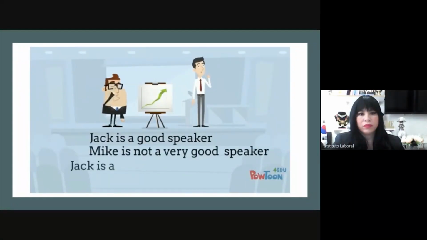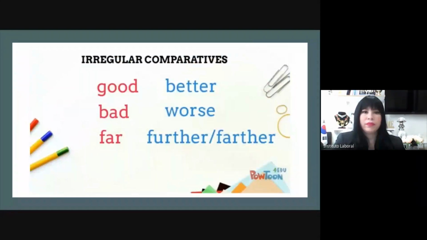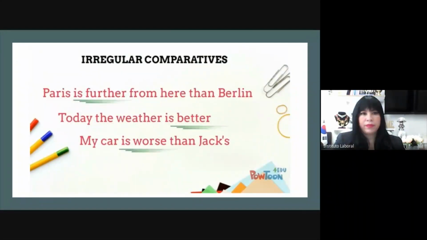Jack is a good speaker. Mike is not a very good speaker. Jack is a better speaker than Mike. Some adjectives have irregular forms. Good, better, bad, worse, far, further, farther. For example, Paris is further from here than Berlin. Today the weather is better. My car is worse than Jack's.